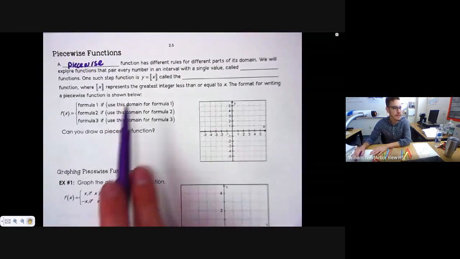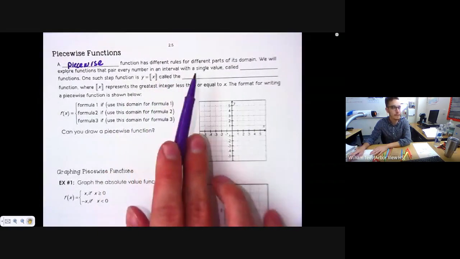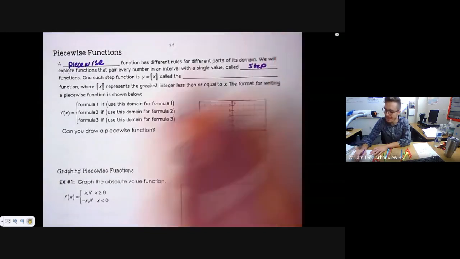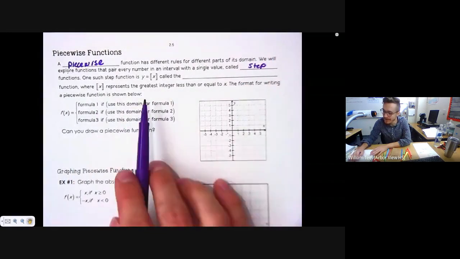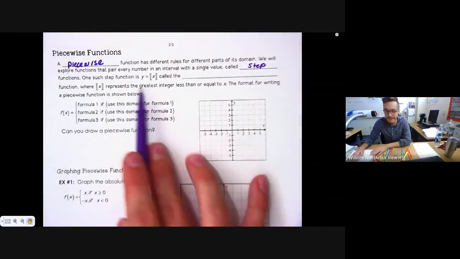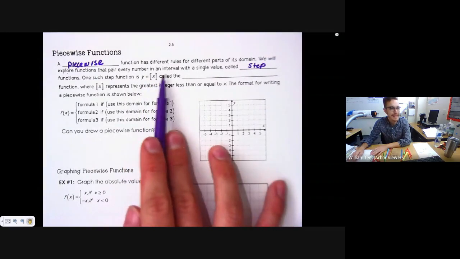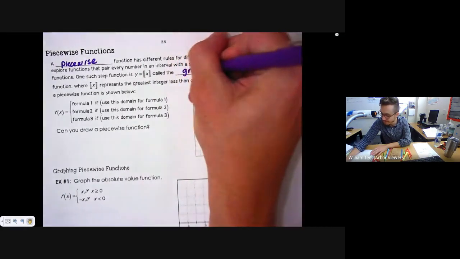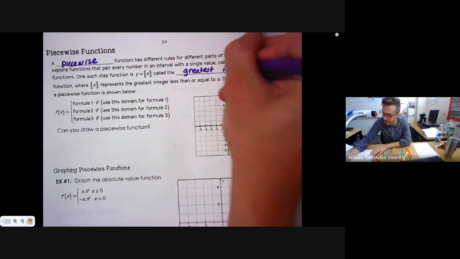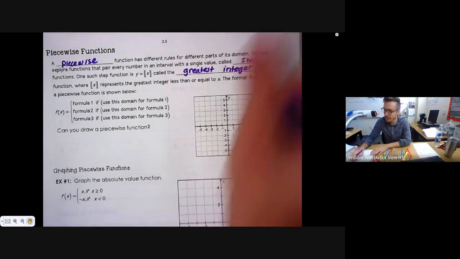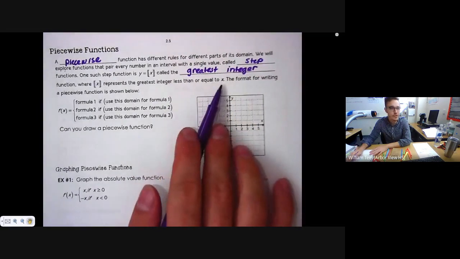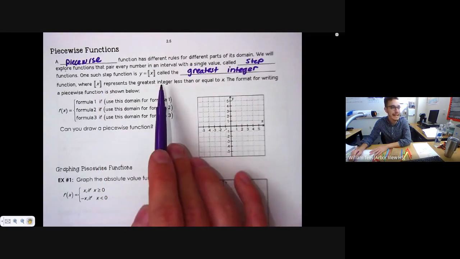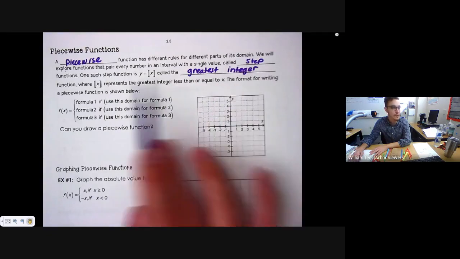We will explore functions that pair every number in an interval with a single value called step functions. Now, one such step function is called the greatest integer function, and this is y equals that little funky bracket of x. What that represents is the greatest integer less than or equal to x. So whatever the number is inside of that little bracket, we are looking at the greatest integer less than or equal to that value.